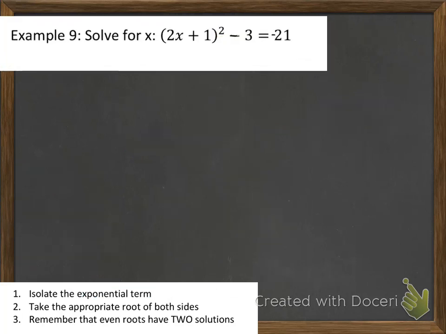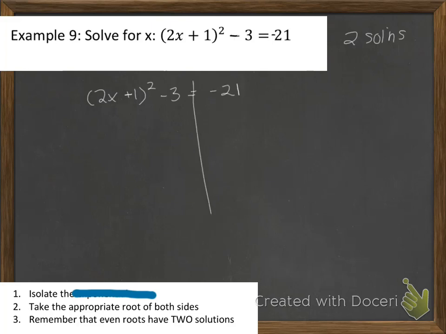All right, let's do another example. Again, we're looking at our exponent, and we're asking ourselves, how many solutions do we expect to find? Since it's an even exponent, we expect to find 2 solutions. Our term that has the squared part on it is not all by itself yet, so we want to get it all by itself. We'll do that by adding 3 to both sides. So we have 2x plus 1 quantity squared equals negative 18.